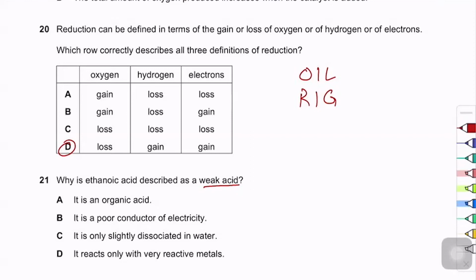It is a poor conductor. Yes, it is a poor conductor because it doesn't provide enough ions. Still, B is true, but not the reason. It is only slightly dissociated. That is the ultimate reason. It reacts with very reactive metals. That's also correct. The statements are all correct on their own, but only C explains the reason.